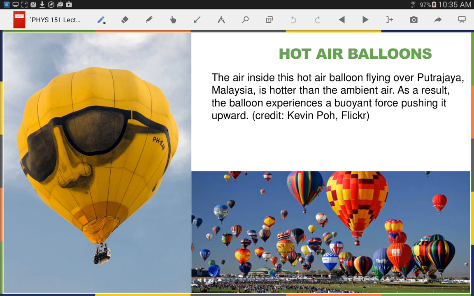Okay, going on to the lecture stuff. The picture on the left is the one from Putrajaya, Malaysia. The one down below, I believe, is from Napa Valley. It's from the Napa Valley Ballooning website, at the very least. We want to understand a little bit about how hot air balloons work.